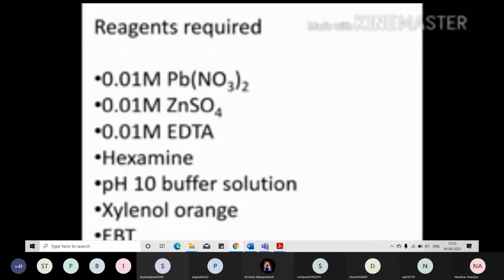Reagents required for this experiment are 0.01 molar lead nitrate solution, 0.01 molar zinc sulfate solution, 0.01 molar EDTA solution, hexamine, buffer solution of pH 10, xylenol orange indicator, and Eriochrome Black T indicator.